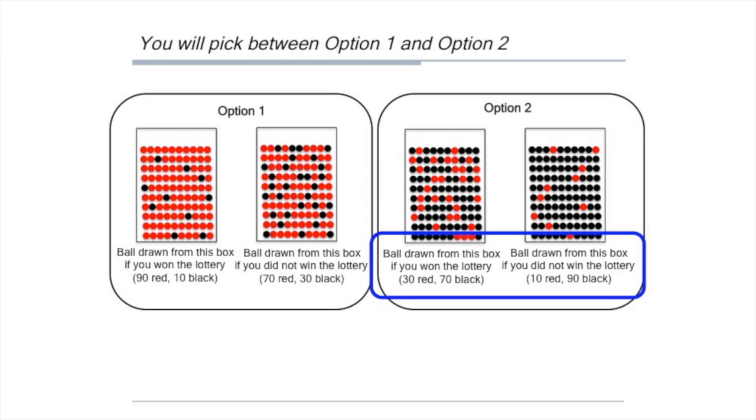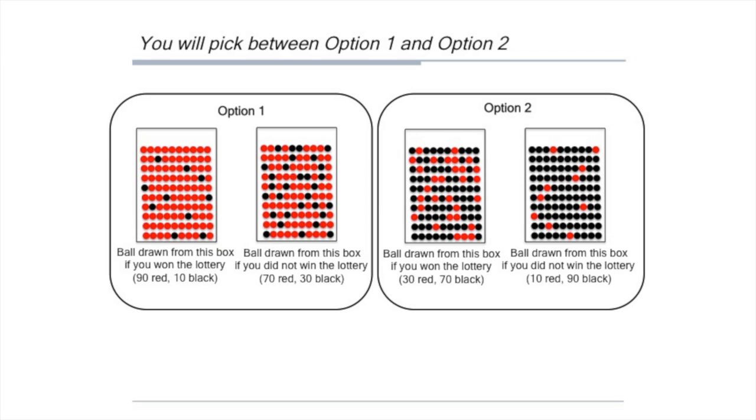If you pick option 2 and you won the lottery, the computer will draw a ball from the box with 30 red balls and 70 black balls. And if you lost the lottery, it will draw a ball from the box with 10 red and 90 black balls. Let's now think about what type of information these options can provide. Let's first take option 1.